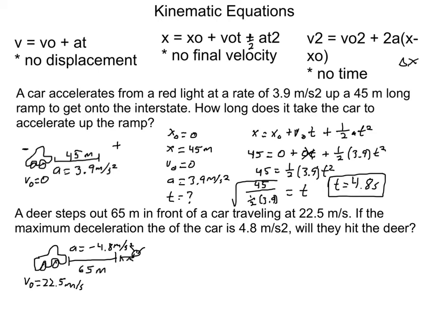So let's say a deer steps out 65 meters in front of a car traveling at 22.5 meters per second. By the way, 3 sig figs. If the maximum deceleration of the car is 4.8 meters per second squared, 2 sig figs, will they hit the deer? So this is going to be a comparison problem.